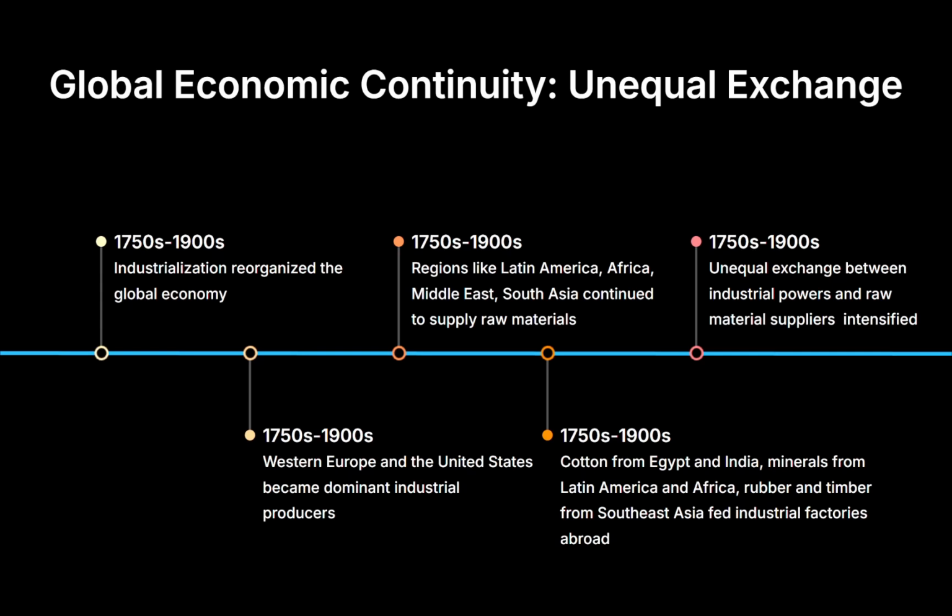Industrialization reorganized the global economy, but it did not make it more equal. Western Europe and the United States became dominant industrial producers. Regions such as Latin America, Africa, the Middle East, and South Asia continued to supply raw materials as they had in earlier eras. Cotton from Egypt and India, minerals from Latin America and Africa, rubber and timber from Southeast Asia fed industrial factories abroad. What changed was speed and volume. What remained was unequal exchange. Industrialization intensified earlier global patterns rather than replacing them.